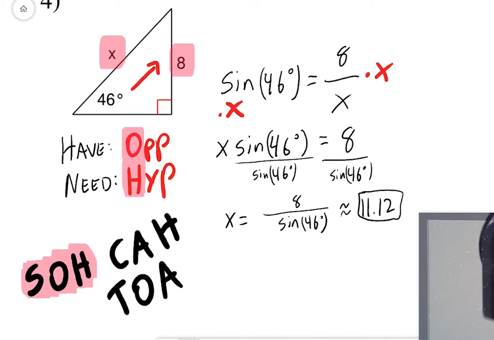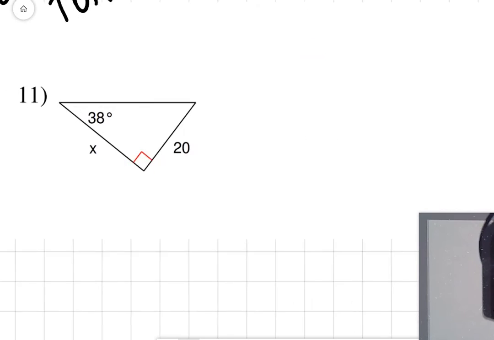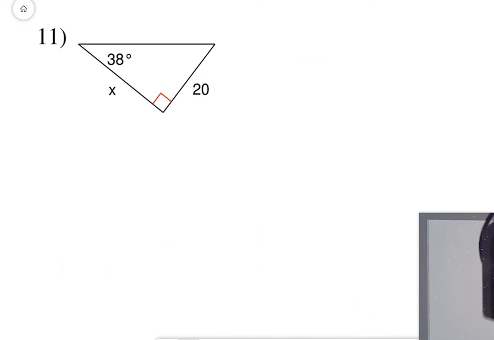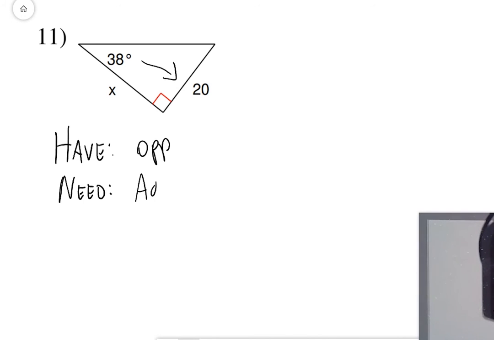We've got two more of these. Let's see how quick I can get through them. Number 11. What do we have? What do we need? You know the deal. Ready, set, go. Well, I'm not even going to bother highlighting this time. It looks to me like what we've got is the opposite leg, and what we need is the adjacent leg.